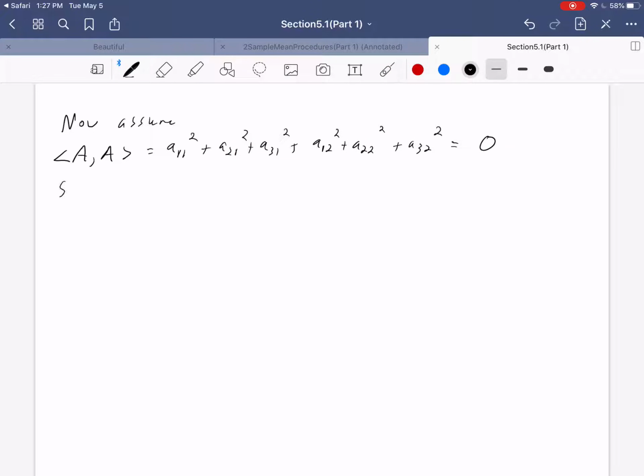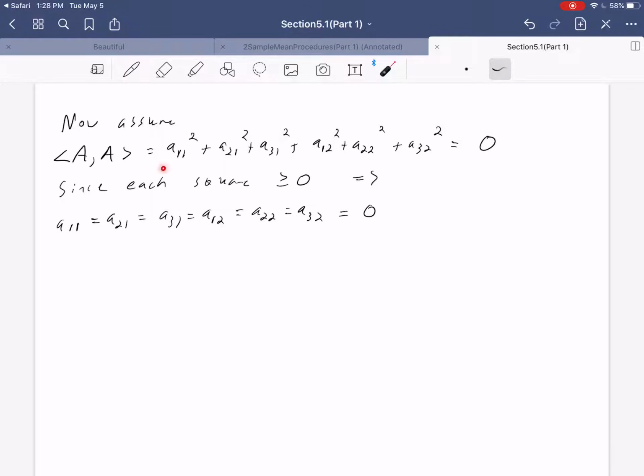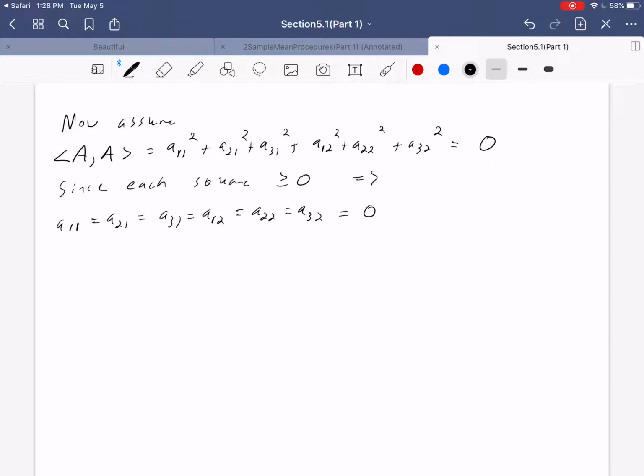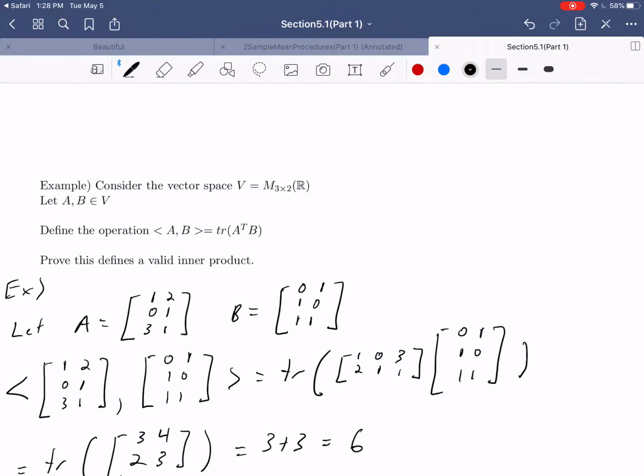So if they sum up to 0, that means each of them individually needs to be 0. So since each square is greater than or equal to 0, this implies that A11 equals A21 equals A31 equals A12 equals A22 equals A32 are all 0. The only way you can sum up a bunch of squares and get 0 is if they're all 0 already. So this means A equals 0. Check.